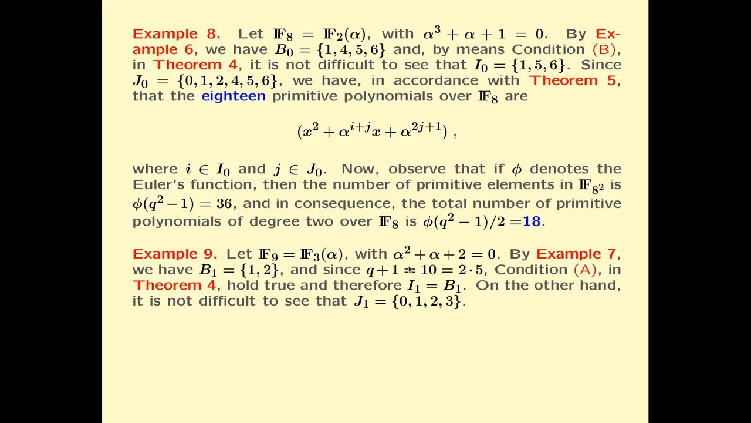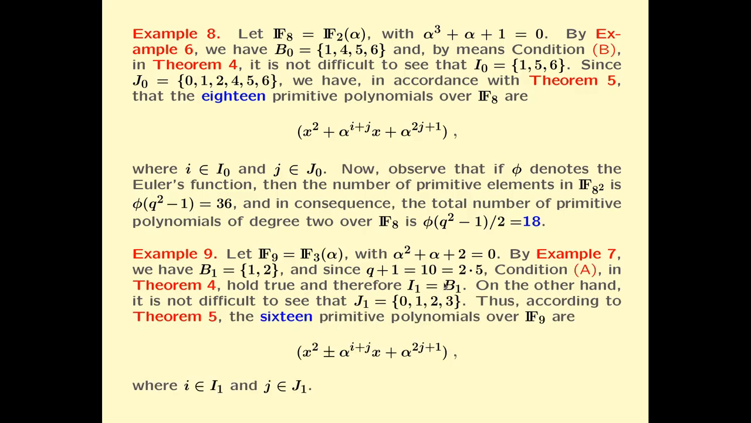On the other hand, it is not difficult to see that for this example, capital G1 is equal to 0, 1, 2, and 3. Thus, in accordance to our theorem 5, the 16 primitive polynomials can be obtained by means of this simple expression. Again, note that phi of Q squared minus 1 divided by 2 is equal to 16.